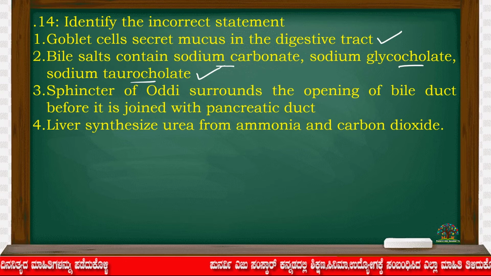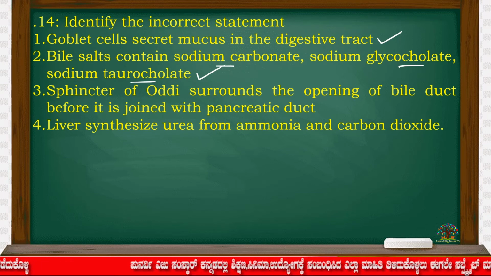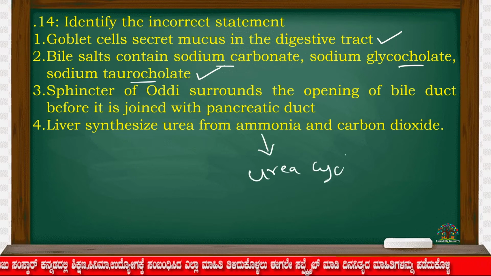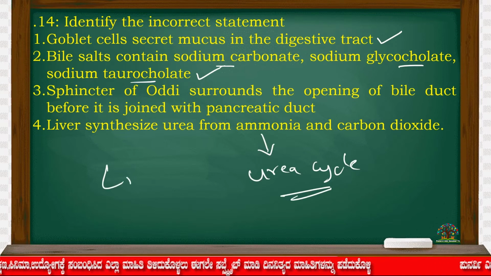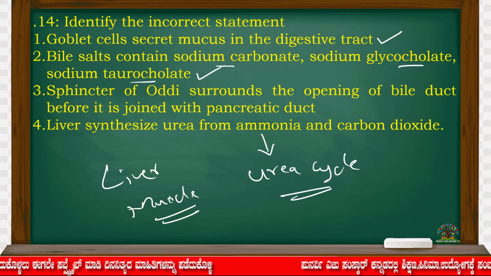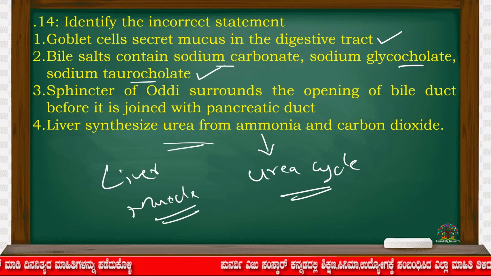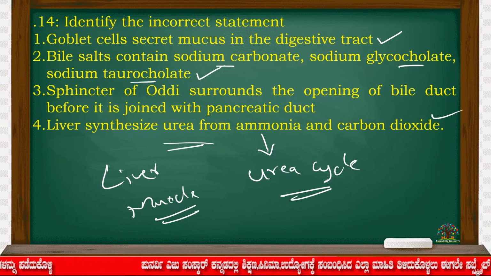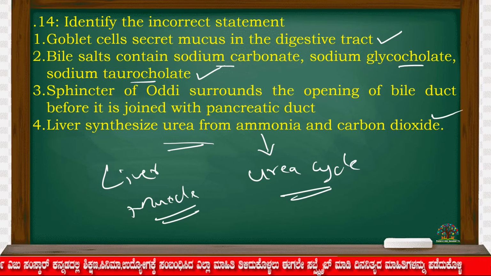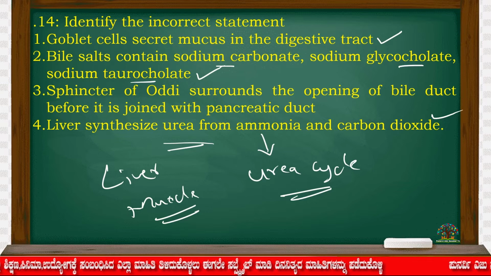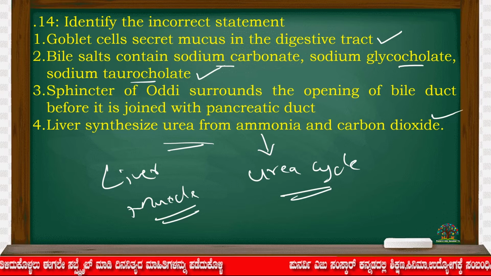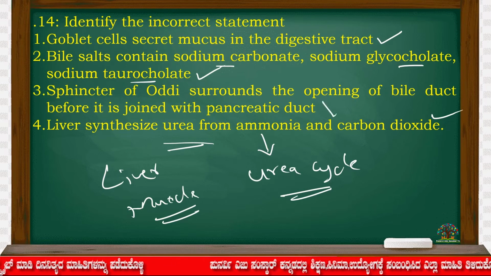Option number 4, liver synthesizes urea from ammonia and carbon dioxide. This is called the urea cycle. Urea cycle happens in 2 regions. One is the liver and the second one is muscle. And the fourth option, which says liver synthesizes urea, is absolutely correct. Whereas option number 3, sphincter of Oddi surrounds the opening of the bile duct before it joins with the pancreatic duct. This is absolutely wrong.